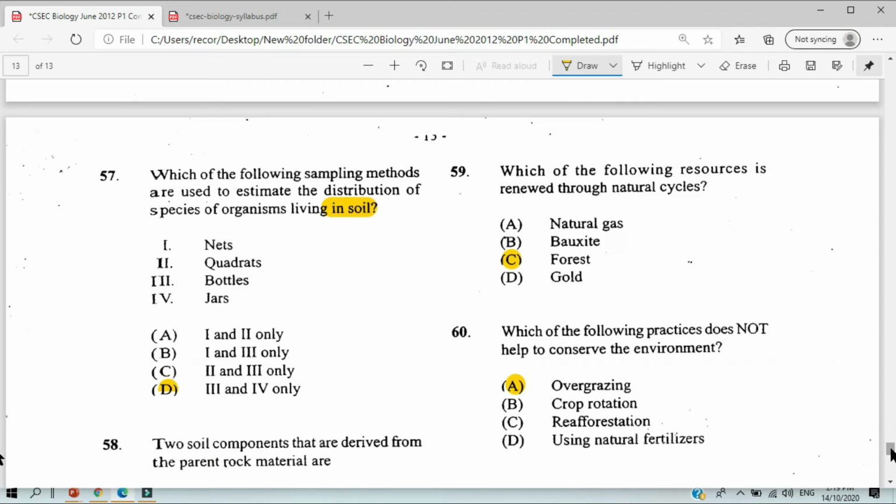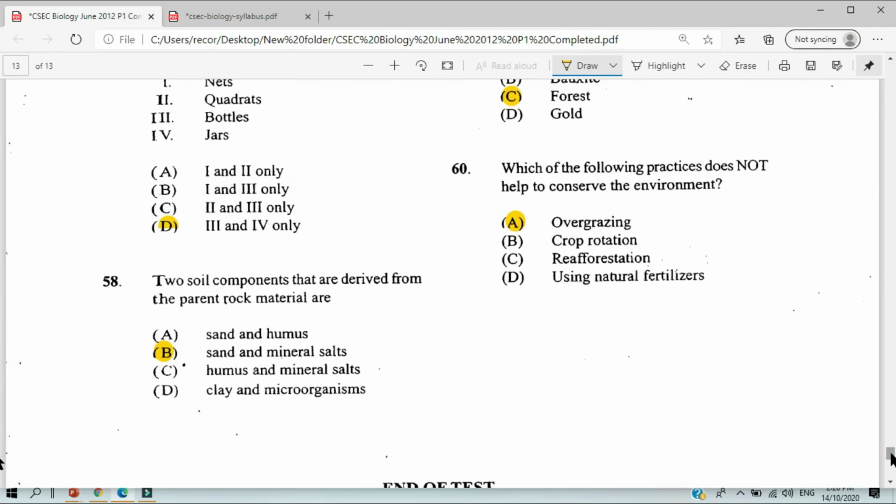57. Which of the following sampling methods are used to estimate the distribution of species of organisms living in soil? Now immediately we could eliminate the net and the quadrat. One might be thinking immediately about the Tullgren funnel and the pitfall trap or something like that. So here we can safely say bottles and jar. We chose D to be the answer. We are going to be using D to capture these organisms in the soil. Let's look at 58.